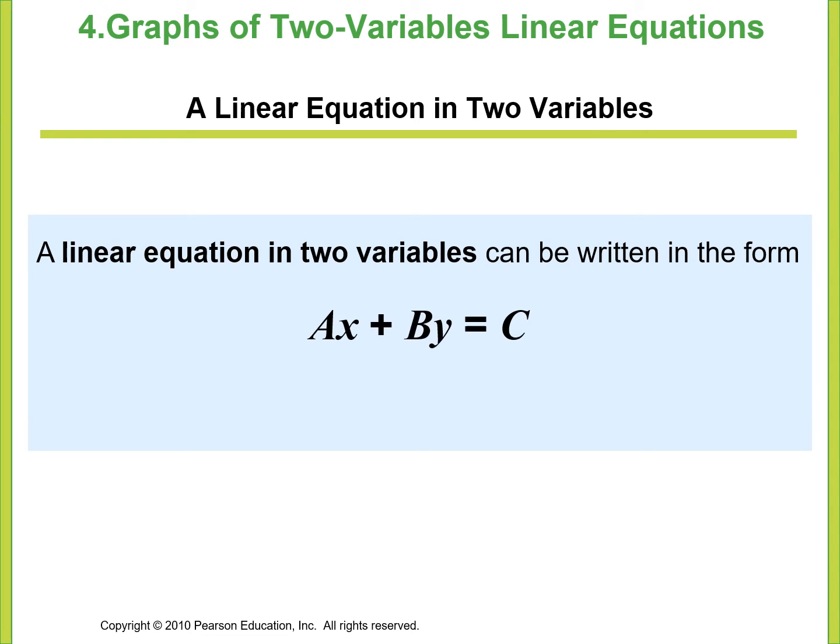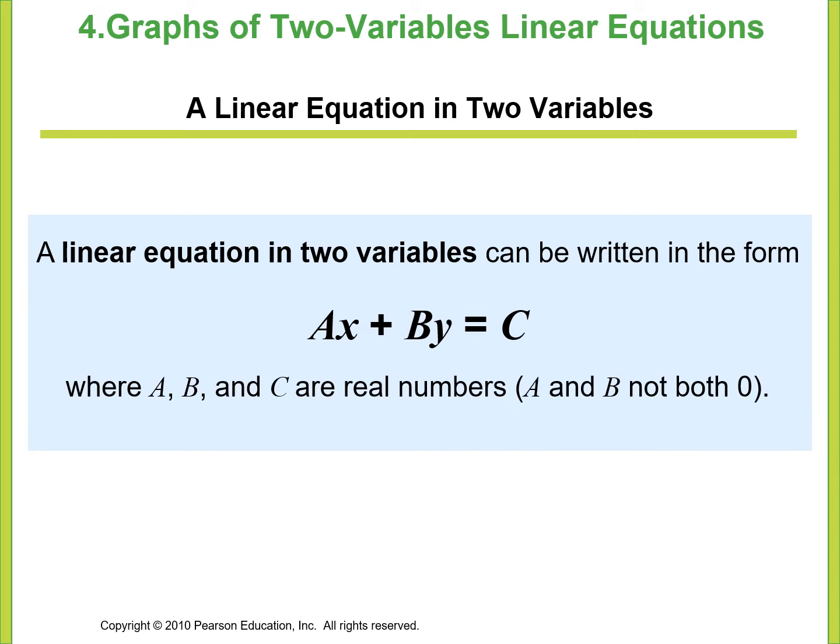A linear equation in two variables can be written in the form ax + by = c. Take note, a, b, c are real numbers, and a and b should not both be equal to 0. Either a is equal to 0 or b is equal to 0, but never both. Okay? So this form is called the standard form.